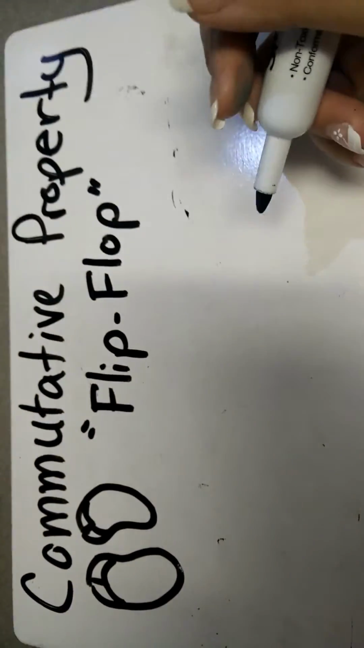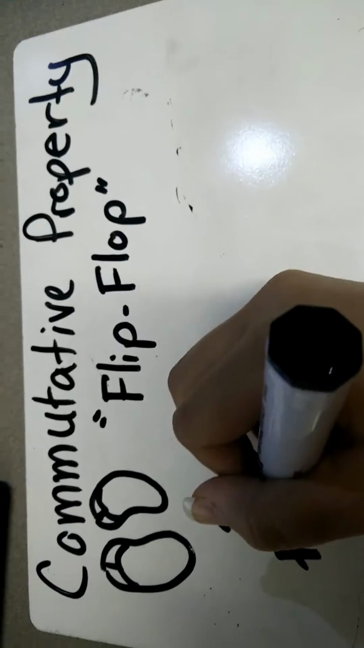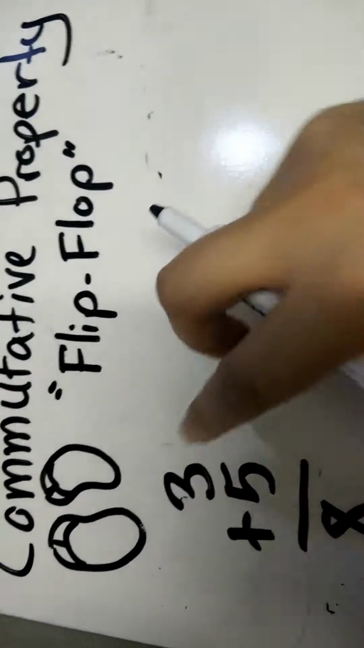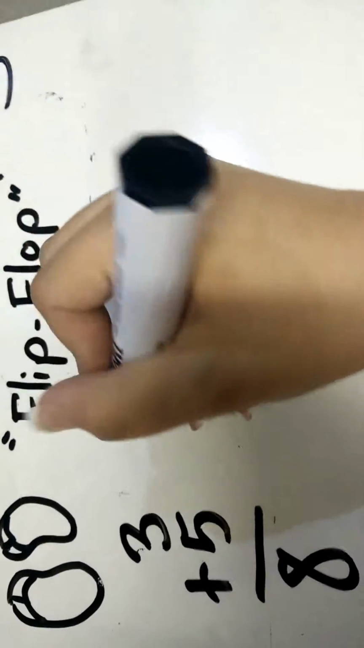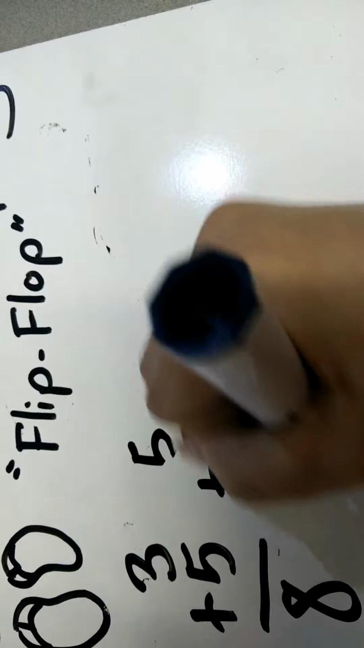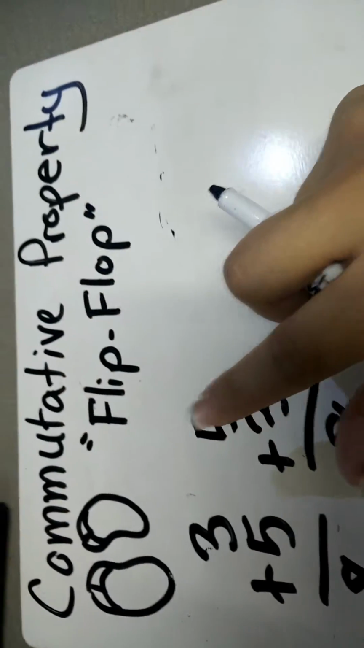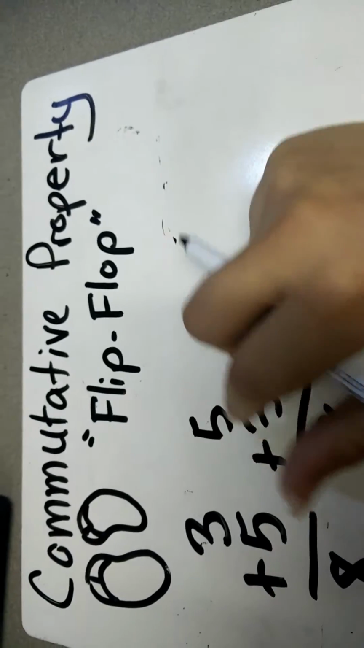Alright, so the vertical addition would be like 3 plus 5, I know would equal 8. I still just flip these two, so it just becomes 5 plus 3 equals 8. Simple, just flip the add-ins, that's it. That is our commutative property for addition.